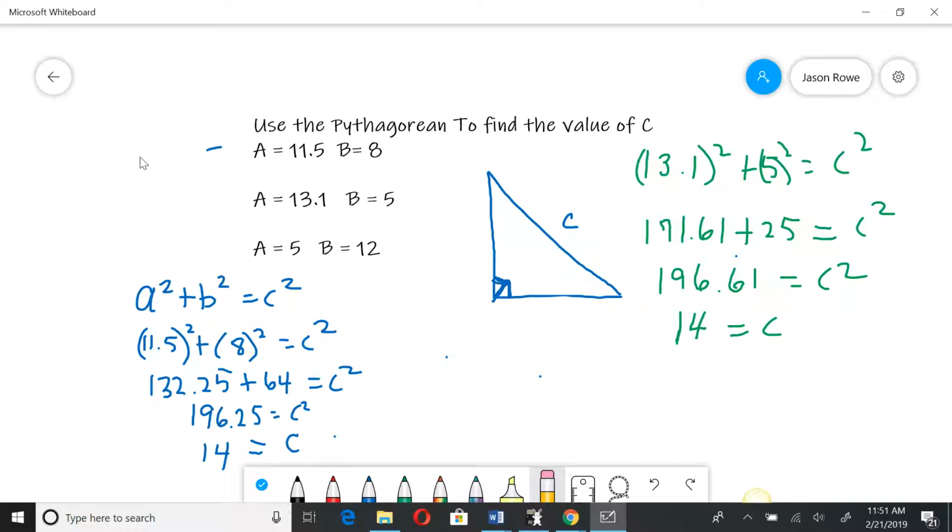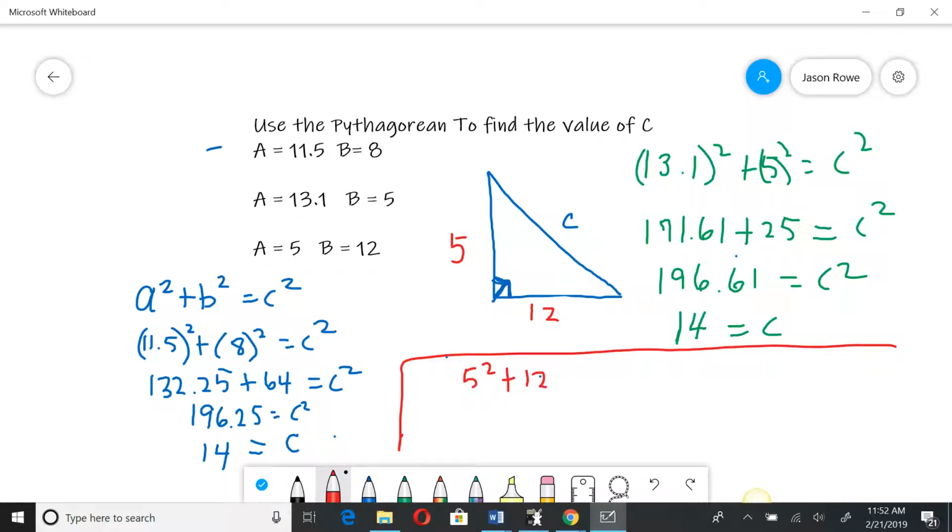We've got our triangle. We've got 5 and 12. So I'm going to do this one right here. 5 squared plus 12 squared equals c squared. 5 squared is 25. 12 squared is 144.